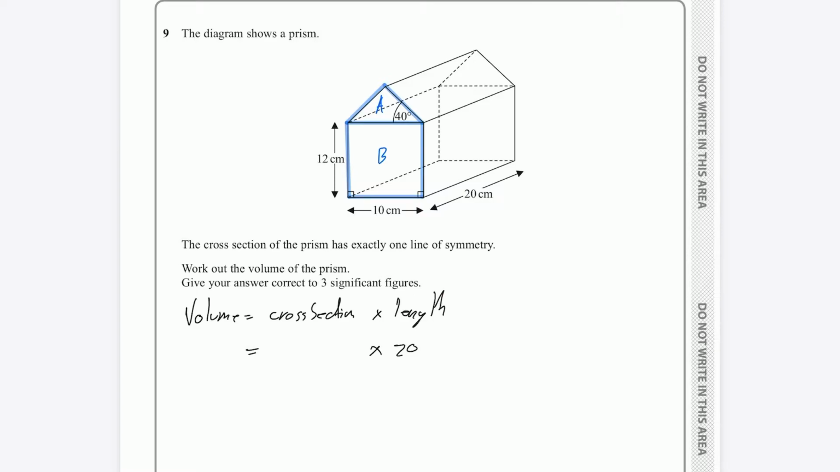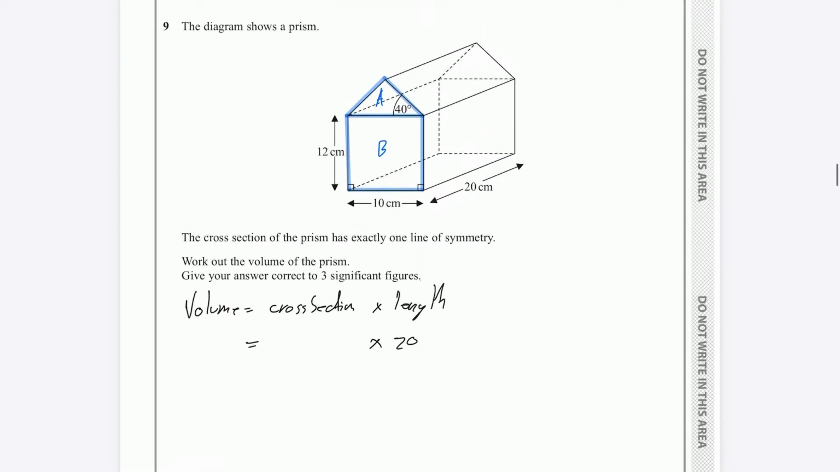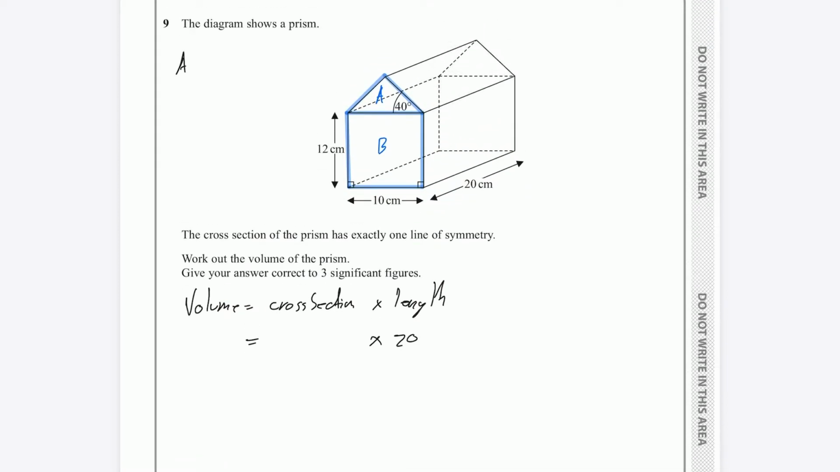I'll do it here. So the area of B is straightforward because that's just 12 times 10, which is 120 meters squared. Now the area of A, it's a triangle, so it's going to be base times height divided by 2. We know the base is 10, so it's 10 times height divided by 2. Now what we're missing here that we need to calculate is the height of this triangle.